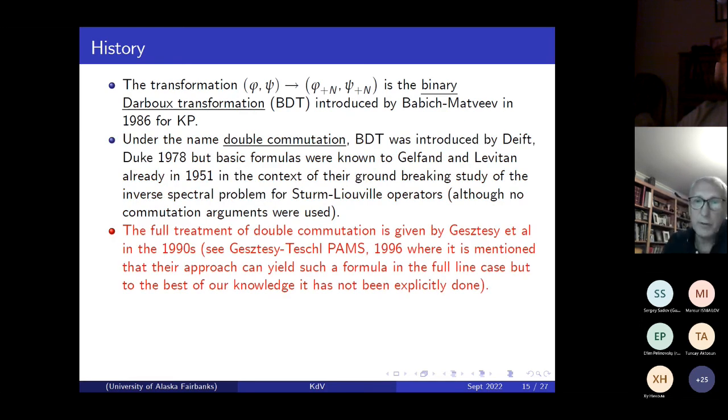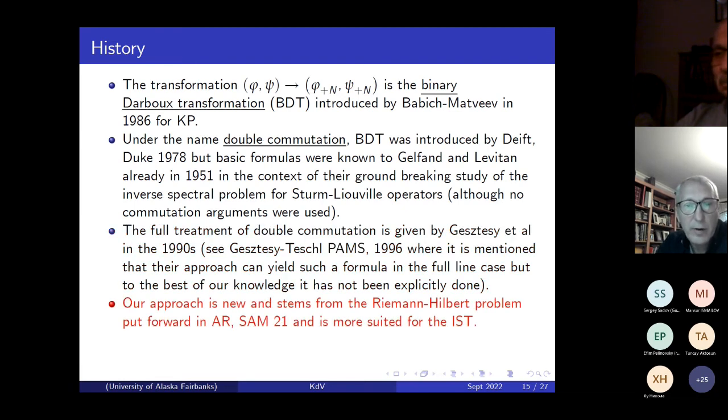So this kind of transform has a long history in different communities, and for some reason both things were used independently in different communities. It was studied in great detail in a series of works of Fritz Gesztesy in the 90s. And here I would cite his paper with Gerald Teschl, published in 1996, where the double commutation method, read binary Darboux transform, was studied in great detail.